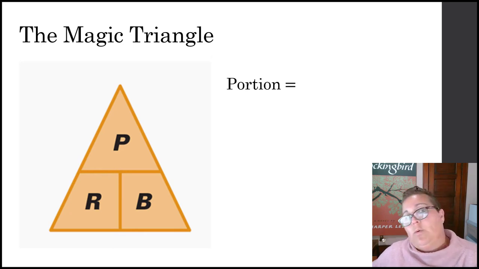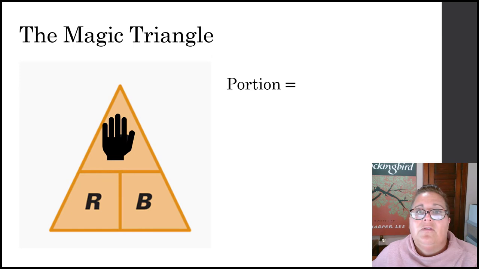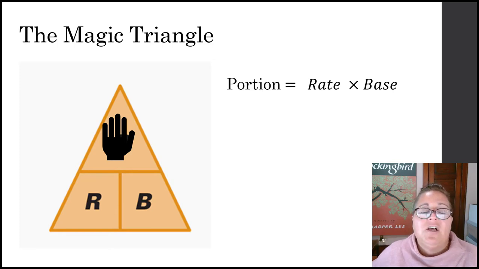When you're looking for the portion, which is the part or the smaller amount of the total, you simply put your hand or the back of your eraser or your pencil or whatever, a thumbtack, on top of the P for portion. And then you see that what's left is the R and the B, and they're on the same level. So this becomes rate times base. And you have your first formula from the magic triangle, which is that the portion is equal to the rate times the base.